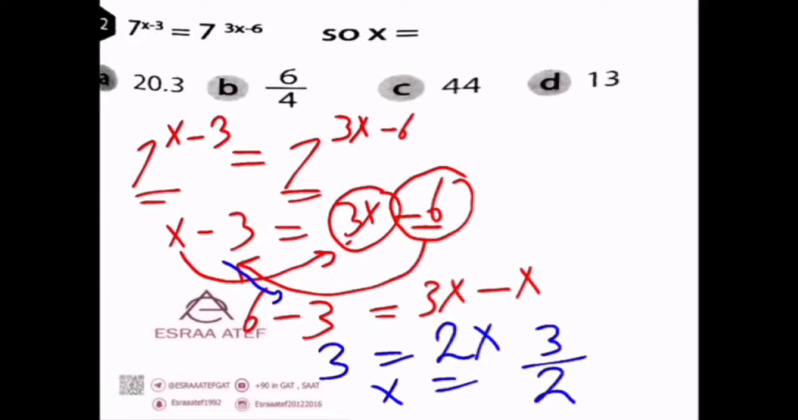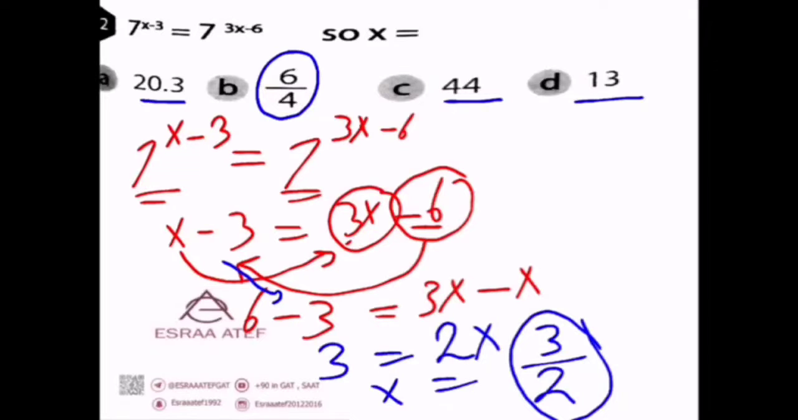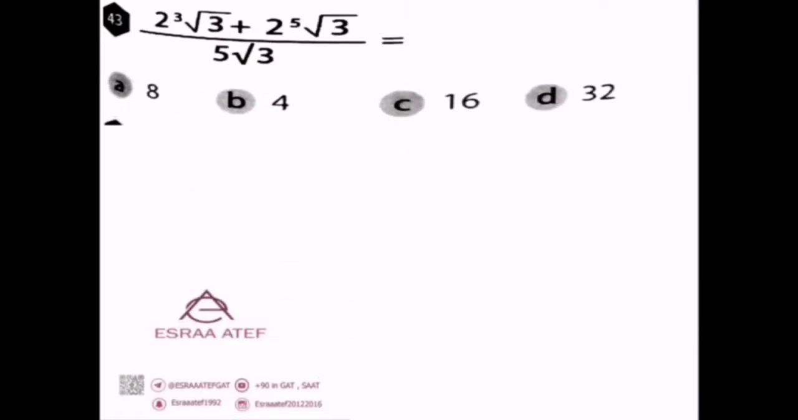But here we don't have 3 over 2. We have 13, we have 44, and we have 6 over 4, and we have 20.3. So we can choose the multiple of it, which is 6 over 4. How is it a multiple of it? We multiply by 2 on top and bottom, so it will be 6 over 4. So the answer will be 6 over 4.